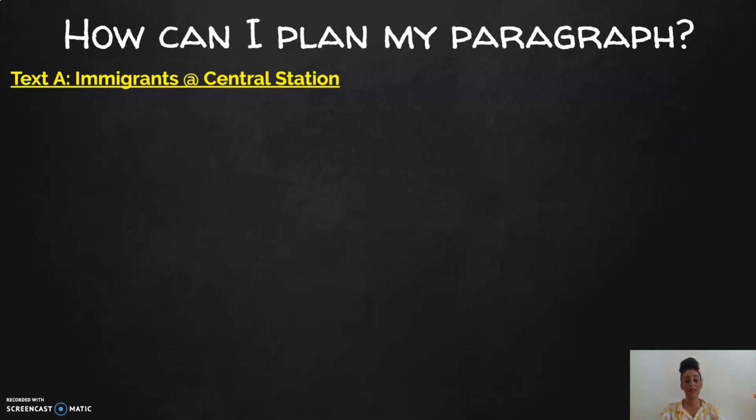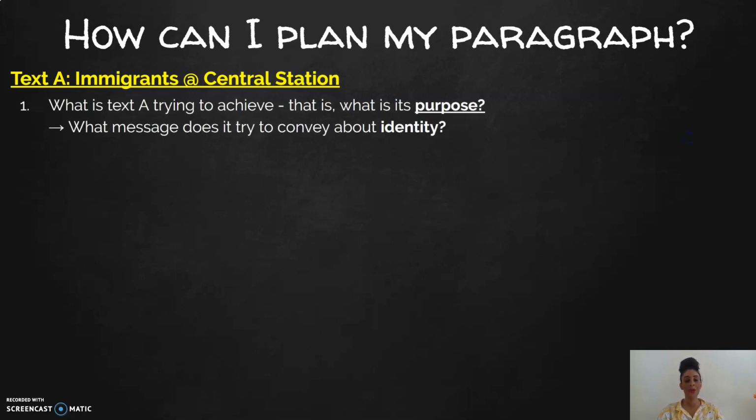So let's call Immigrants at Central Station text A. The first thing you need to ask yourself is, what is text A trying to achieve? What is its purpose? What message is text A trying to convey about identity? I might say that for Immigrants at Central Station, the poet is trying to illustrate to the reader how immigrants form their identity based on feeling part of another immigrant group.